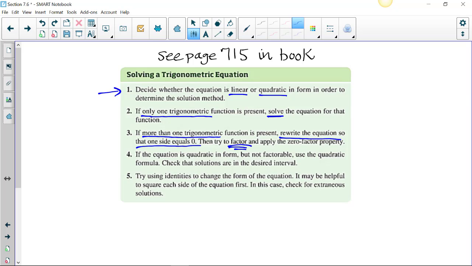So you want to put everything on one side equal to 0, try to factor, and then apply the zero product property. If it is clearly quadratic, or quadratic in form, you would set it equal to 0 and try to factor. If it's not factorable, then you could use the quadratic formula. And then, of course, we could always try identities to rewrite it into something that we do have a method for.